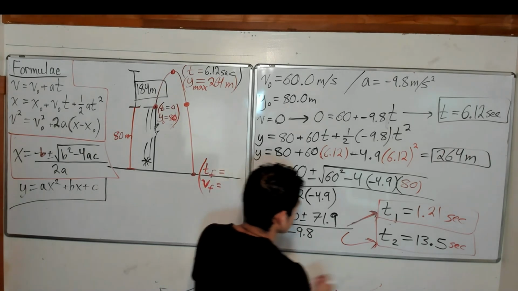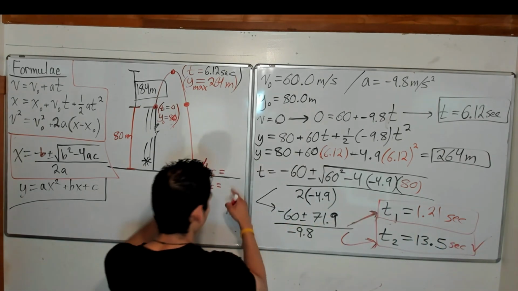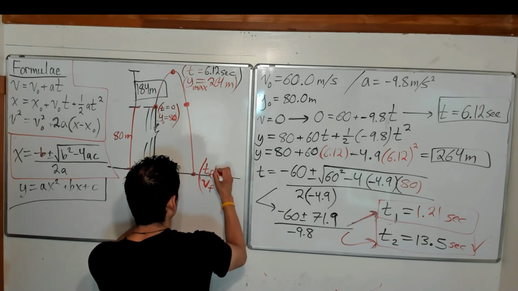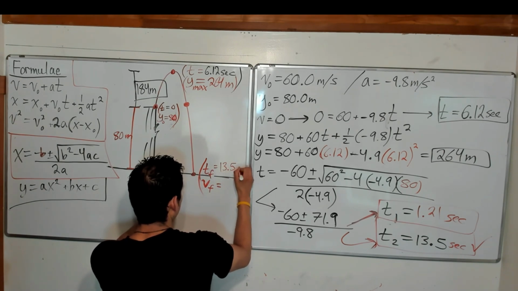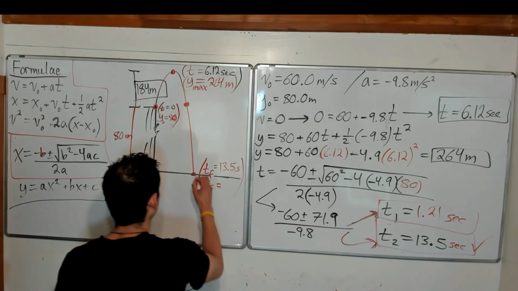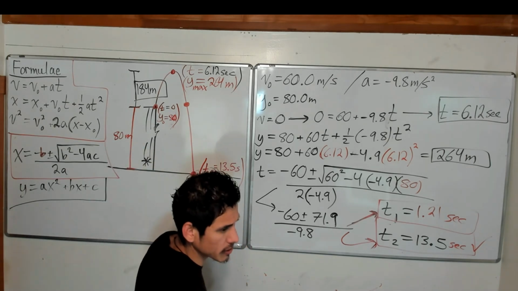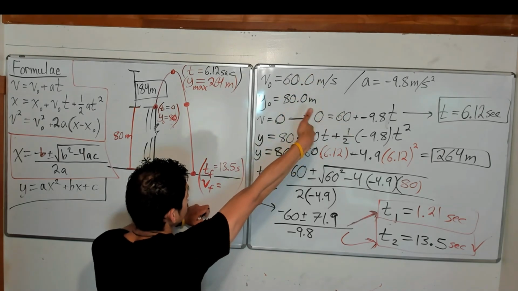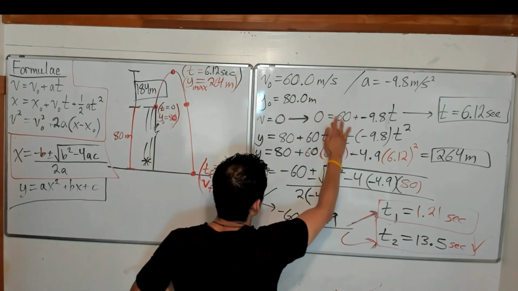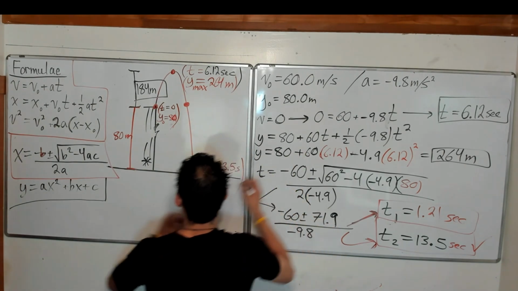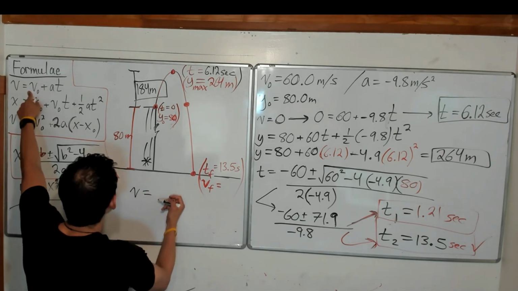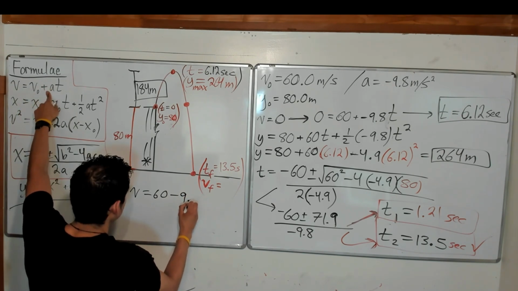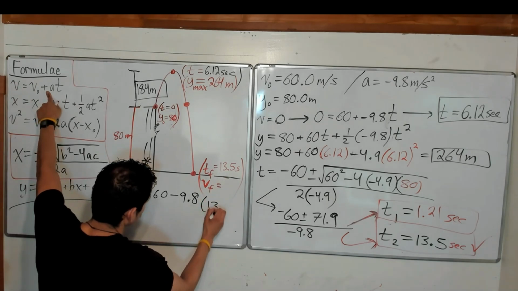Okay, so that's what this is going to be. This will be your answer: 13.5 seconds. And our velocity, then, we just plug this 13.5 into our velocity equation, which is right here. Let me write it again. V equals 60 plus or minus 9.8 times 13.5.